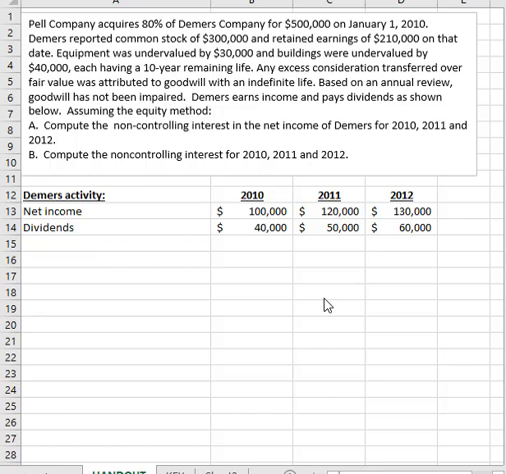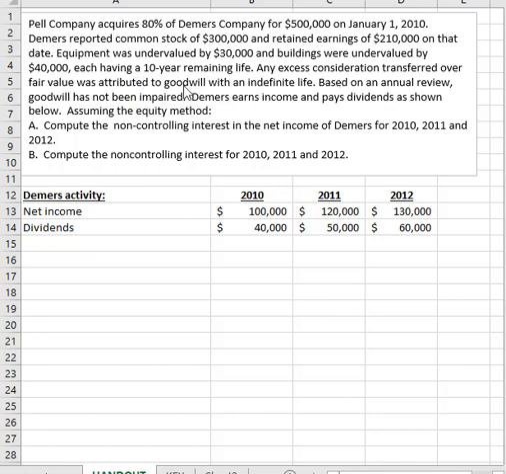So we're still working on non-controlling interest here, and we've got Pell that bought 80% of Demers, so that means they control, but they don't own all of it. So 20% of the subsidiary is owned by a non-controlling interest, an outside party. And at the time of acquisition in 2010, we've got book value here, which would be common stock and retained earnings. And we've got equipment that was undervalued by $30,000 and building that was undervalued by $40,000, and both of those have a 10-year life.